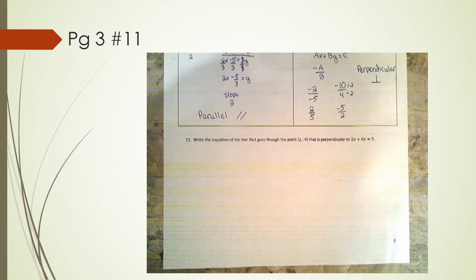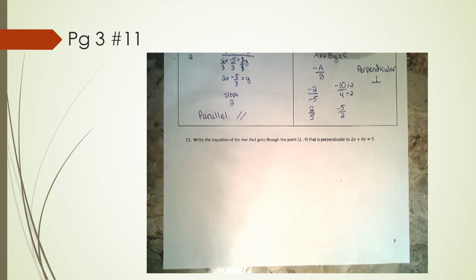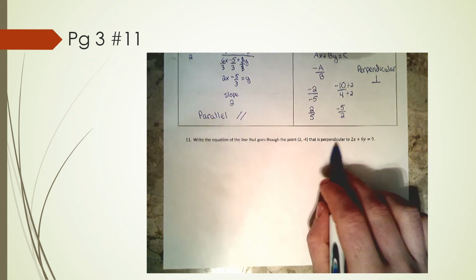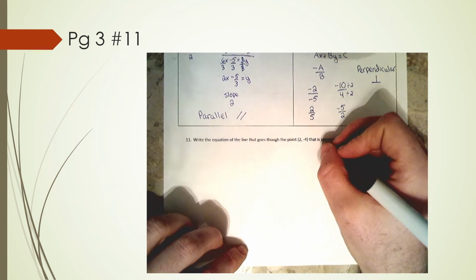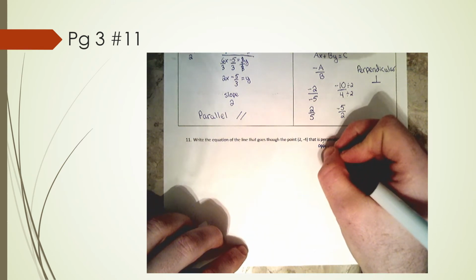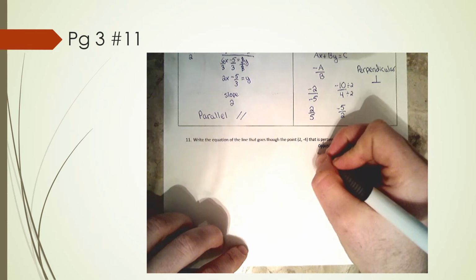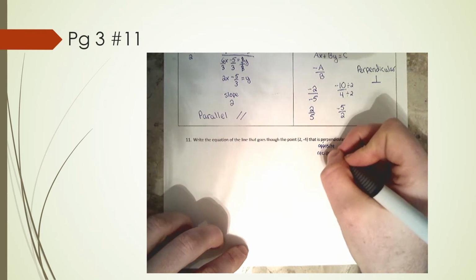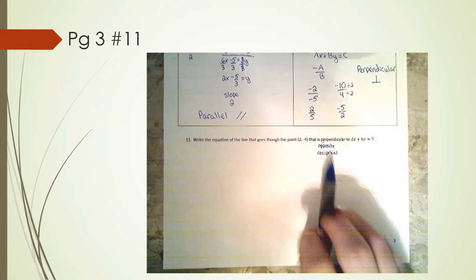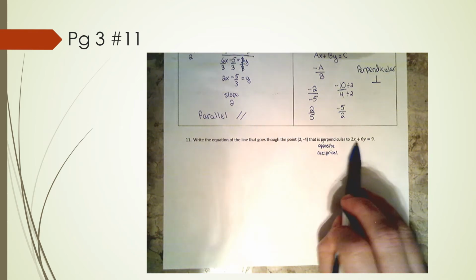So we are on the last problem on this page. And what it says is write the equation of the line that goes through the point 2, -4 that is perpendicular to 2x plus 6y equals 9. Well, if it's going to be perpendicular, I know I'm going to end up having the opposite and reciprocal slope. So I'm going to have to find the slope here and then do the opposite reciprocal.